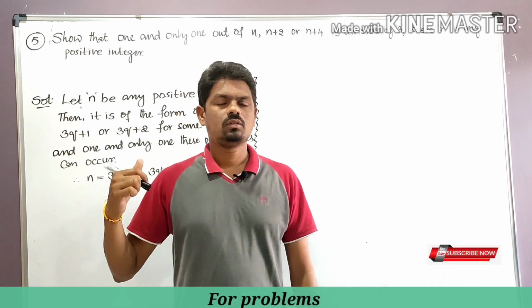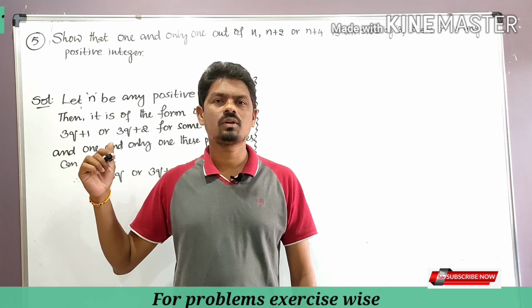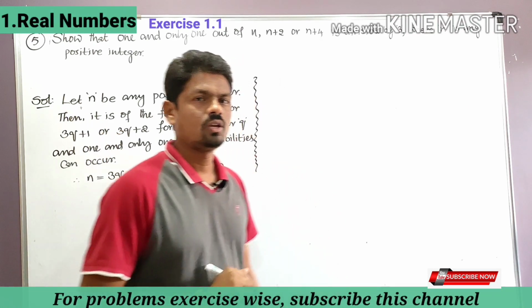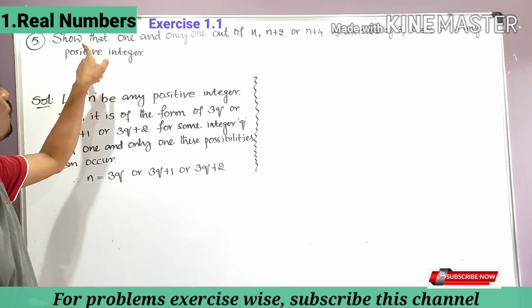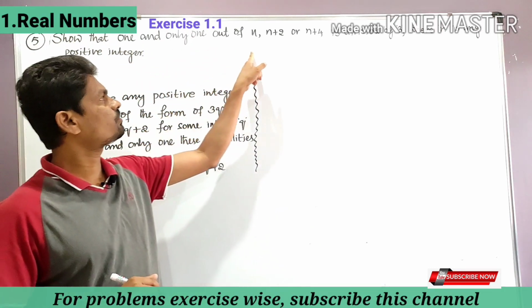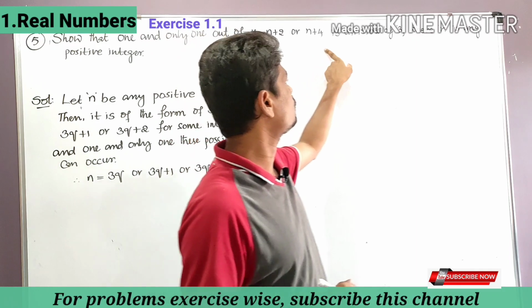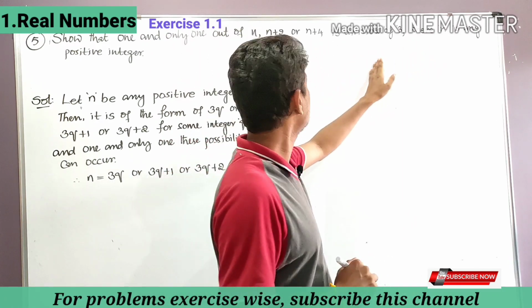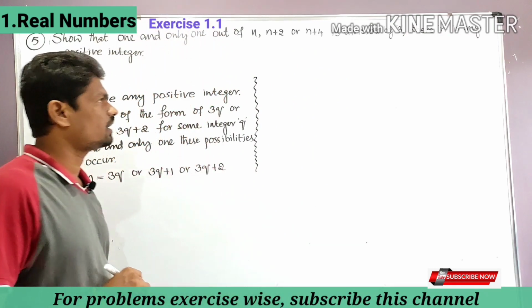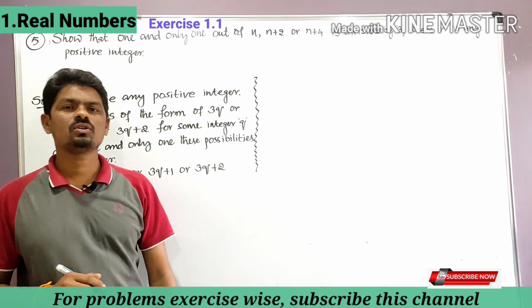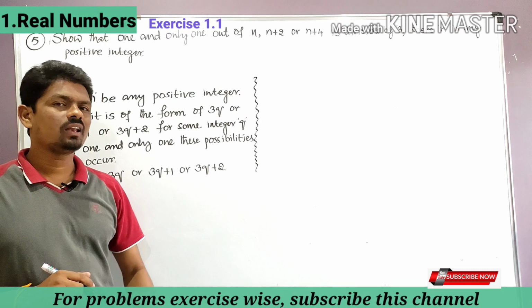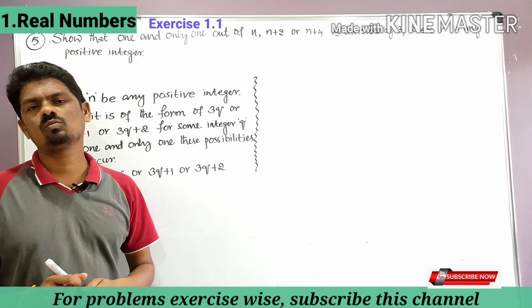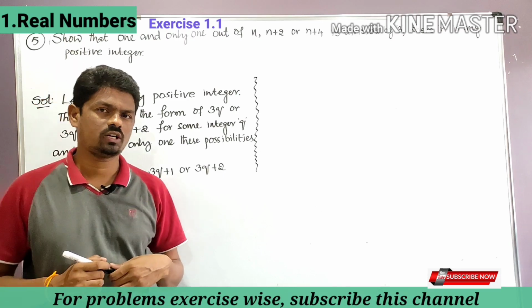My name is Varakkumar. Today we are going to solve a problem from the chapter Real Numbers, exercise 1.1, fifth problem, student. So see here what he is asking. Show that one and only one out of n, n plus 2 or n plus 4 is divisible by 3, where n is any positive integer. So if n is a positive integer, then of n, n plus 2 or n plus 4, one and only one is divisible by 3. Show that, he is asking.